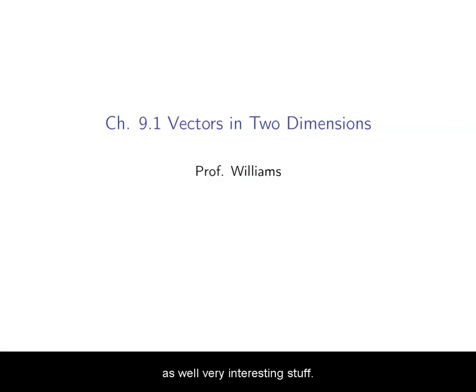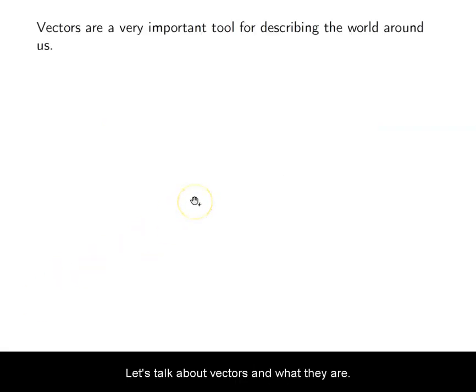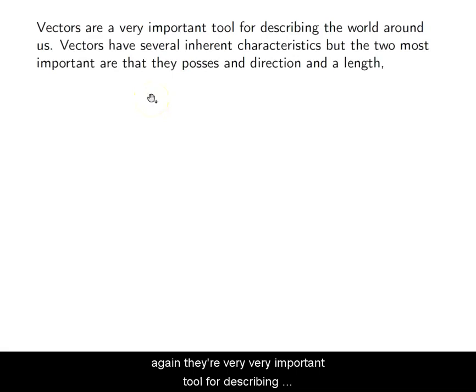I have a whole video series on linear algebra and a course reader already written as well. Very interesting stuff. So, let's talk about vectors and what they are, how to do math with them, how to look at them graphically, and how to use them to solve problems. They're a very important tool for describing the real world. There are several characteristics and properties that come out of vectors, but the 2 most inherent properties that a vector has is that it has a length and it has a direction.